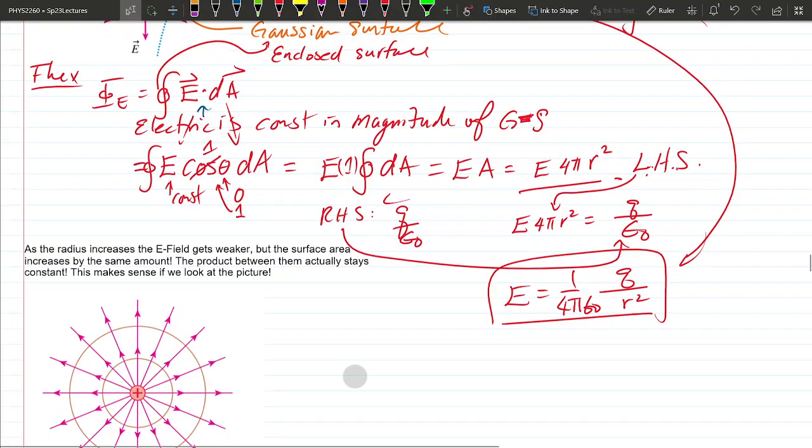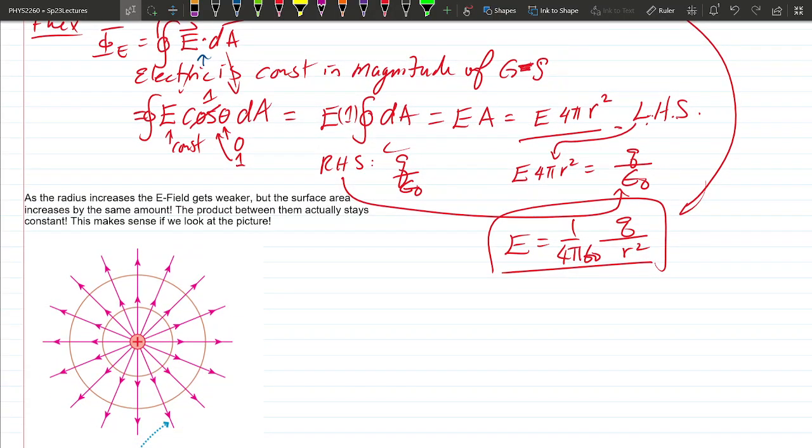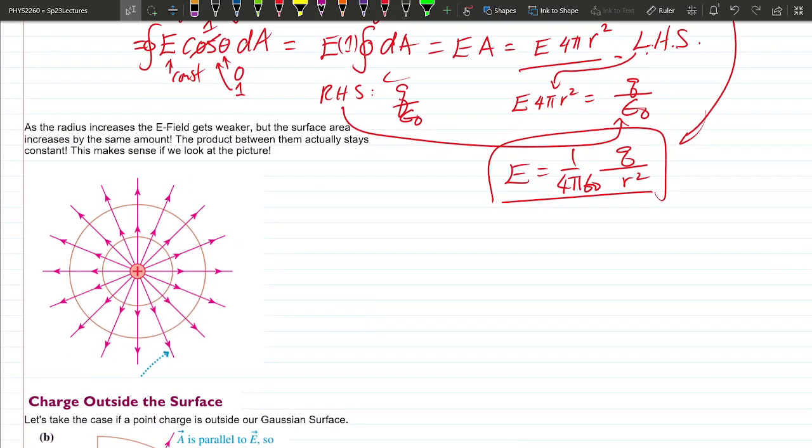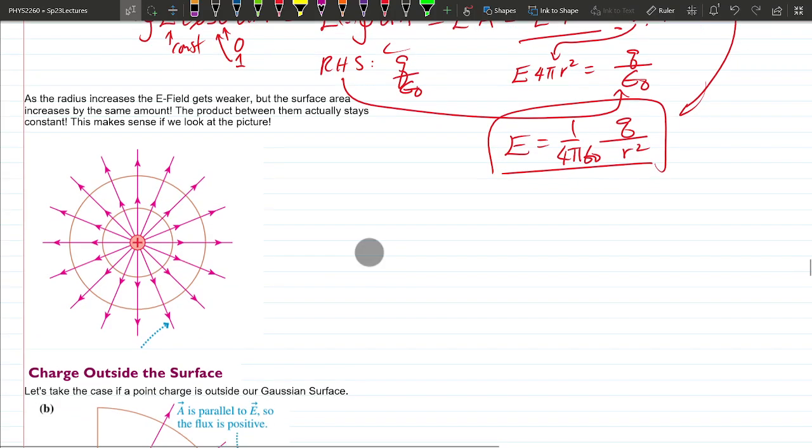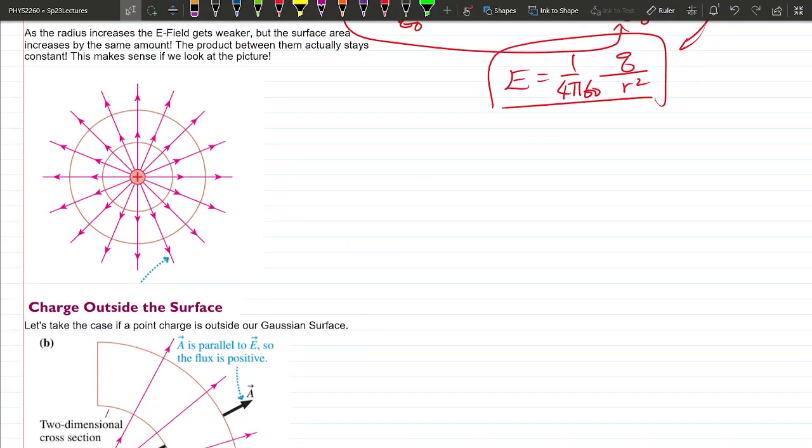Okay, so just note one more little caveat, just to think about the geometry a little bit more. Since we have a point charge in the center here, the electric field lines kind of fan out in all directions.